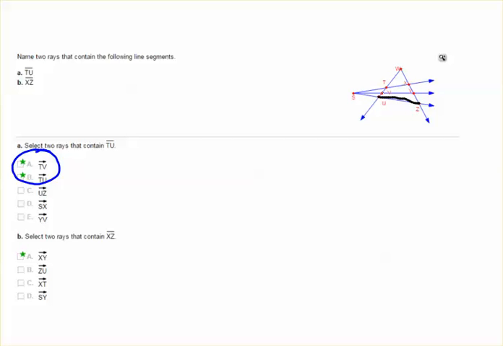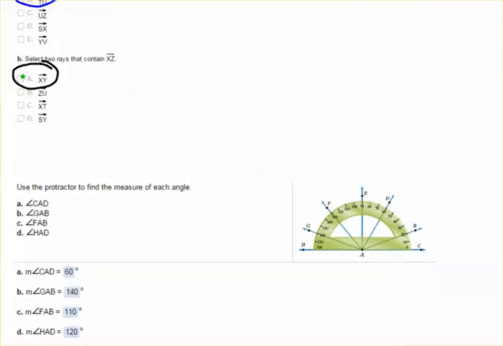ZU would be this ray here. That's a completely different line, so that wouldn't work. XT is this ray here, so that's a completely different line. That wouldn't work. And SY is this ray right here. Again, that's a completely different ray, and that won't work. So in this case, even though they told us to select two rays, there was only one possibility in the answers. So that's okay. Watch out for that sometimes.